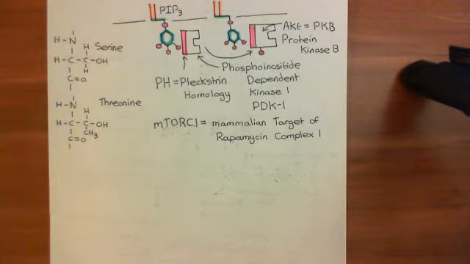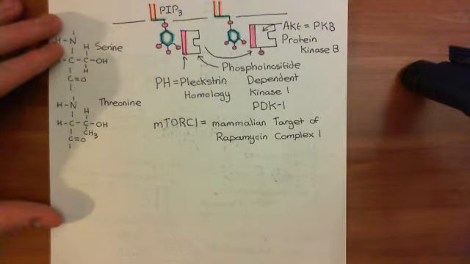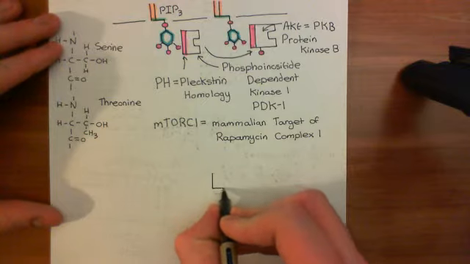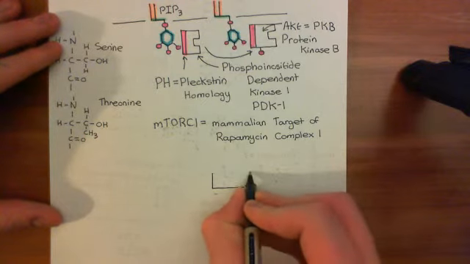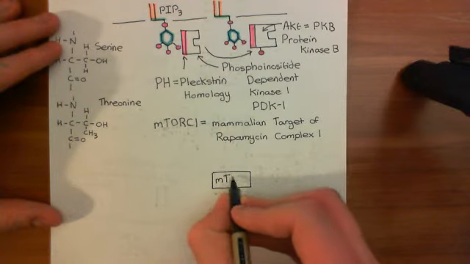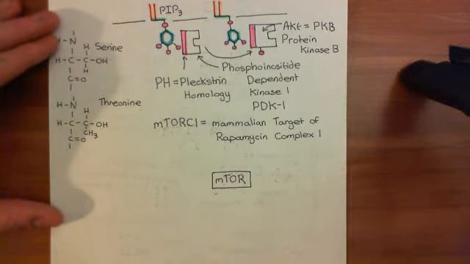Now this is not just one protein, this is not just the mammalian target of rapamycin. It does include the mammalian target of rapamycin, but it has a bunch of other proteins attached onto it as well. So, let's now have a look at the proteins that are in this mammalian target of rapamycin complex 1. So the first one is the mammalian target of rapamycin, mTOR, okay, which is a protein.